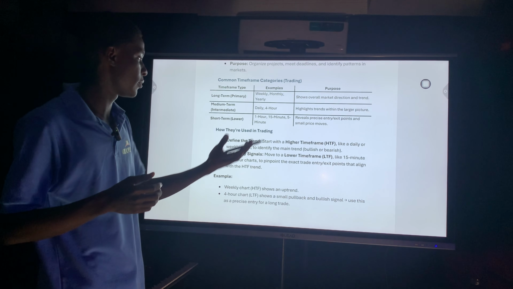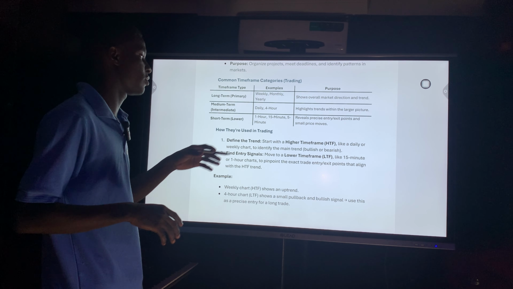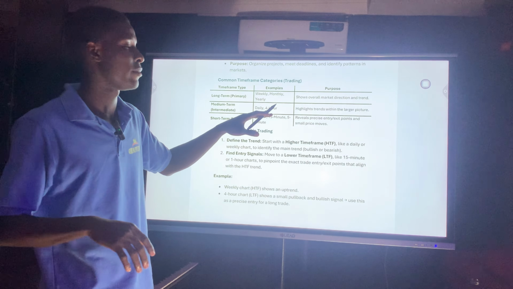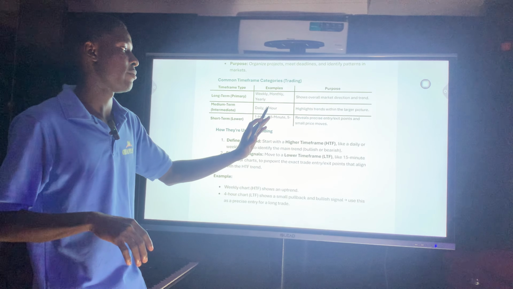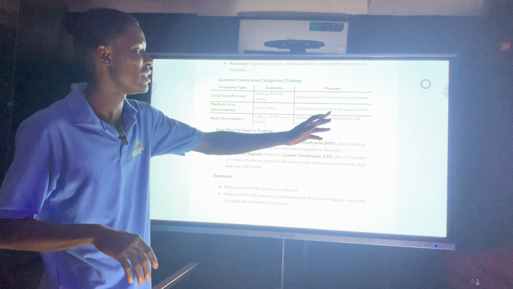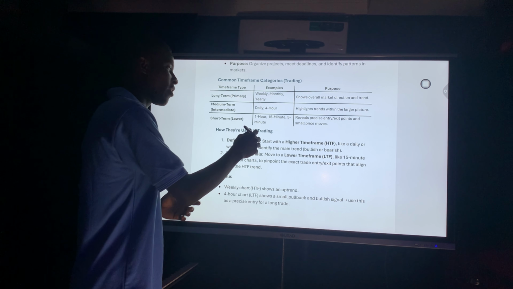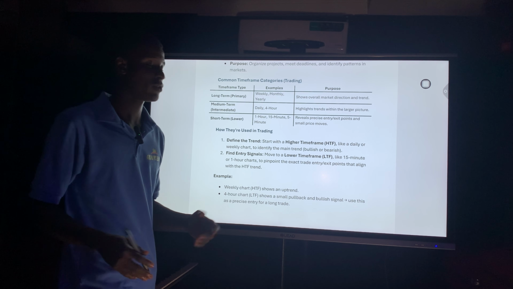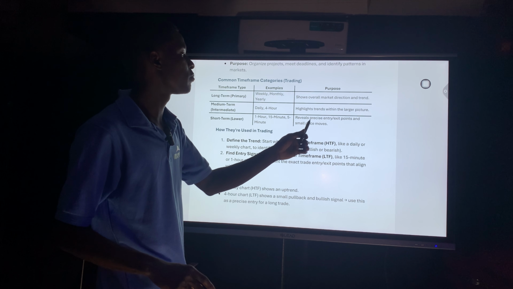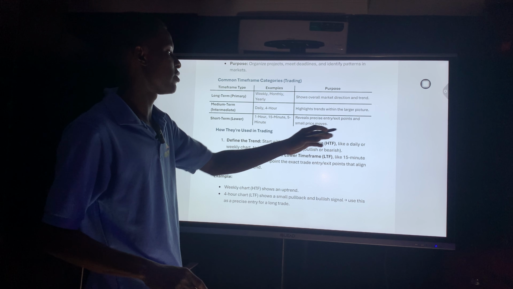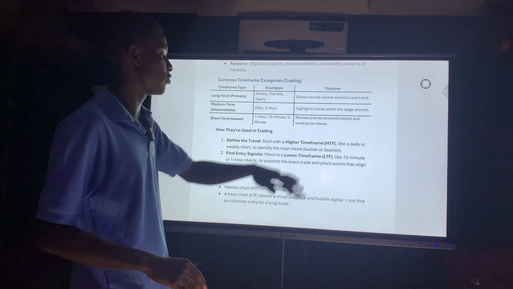Then for medium term, we have the intermediate, which is the daily time frame and 4 hours time frame, which highlight trends within the large picture. So we have the short term, which is 1 hour, 15 minutes, and 5 minutes for day traders. It reveals precise entry and exit points and small price moves.